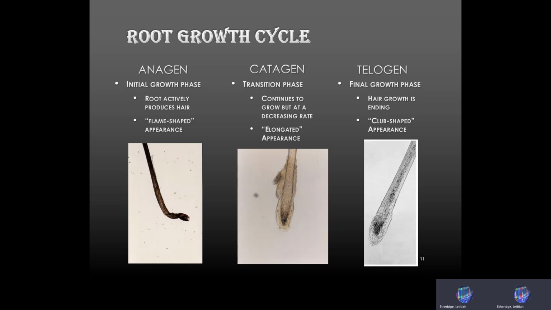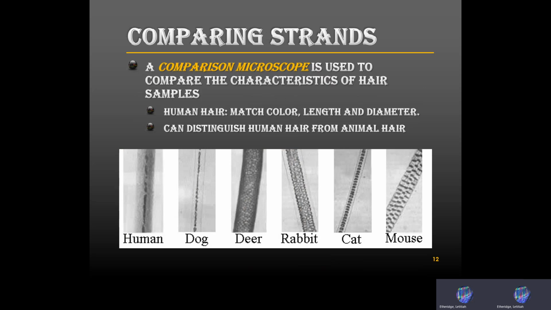Now, in terms of comparing the strands, you're going to use a comparison microscope, and you're going to use it to compare the characteristics of hair. If you remember from the first unit, it was Colonel Calvin Goddard. Let me pronounce his name properly.